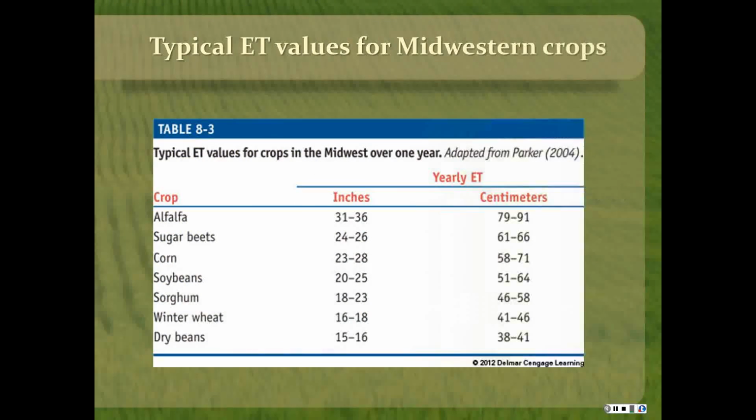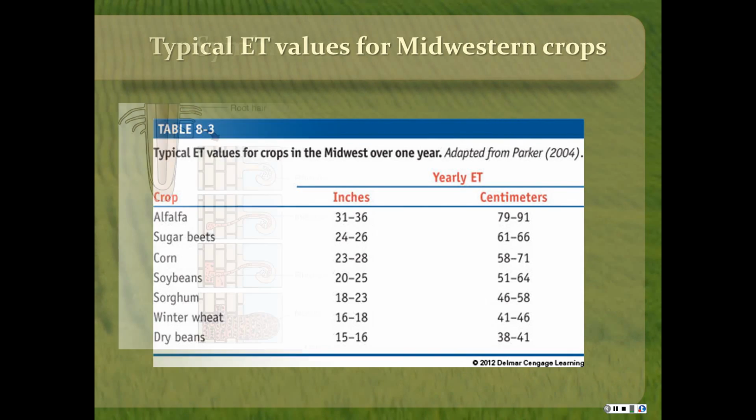efficient. And this little table is right from your book, but it just shows typical evapotranspiration values for different Midwestern crops over 1 year. And you can see that in order to produce a certain amount of alfalfa, which is a legume, you would need more water than things like dry beans and winter wheat, which use the least amount of water to produce an equal amount of plant material.